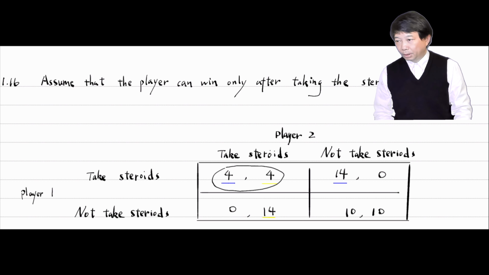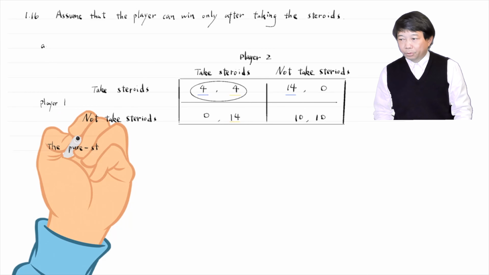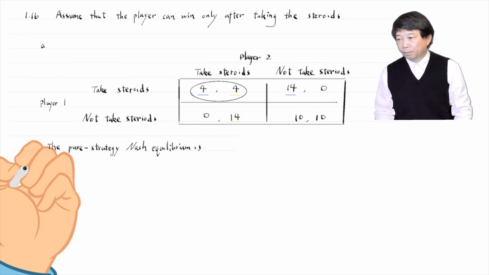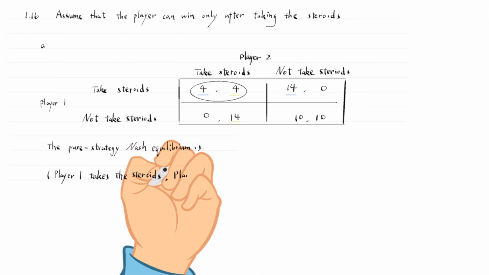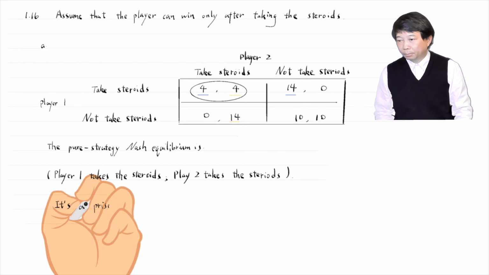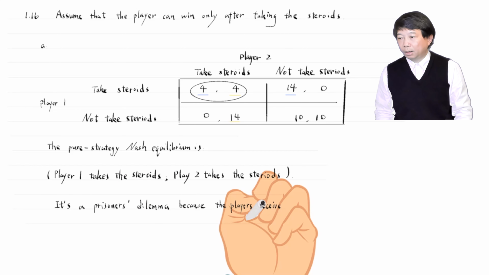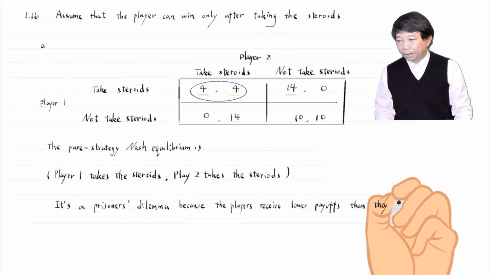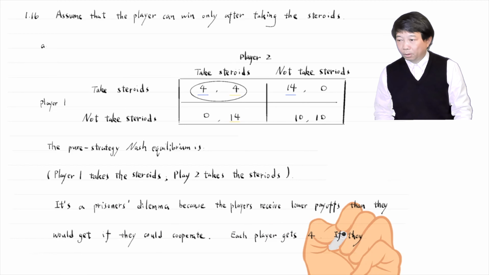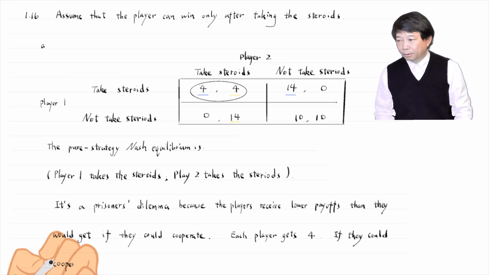We then circle the cell with both payoffs underlined. That is the outcome of the Nash equilibrium. The pure strategy Nash equilibrium is that both players take steroids. It is a prisoner's dilemma because the players receive lower payoffs than they would get if they could cooperate. Each player gets 4. If they could cooperate, each would get 10.